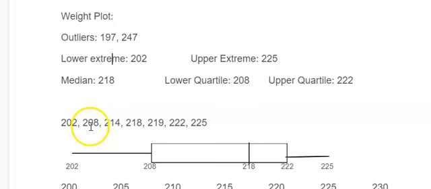So I have 3 numbers here. My middle number is 208. My upper quartile is going to be 222. It's the middle number between my upper numbers above the median.